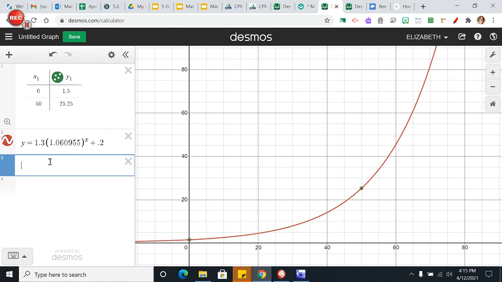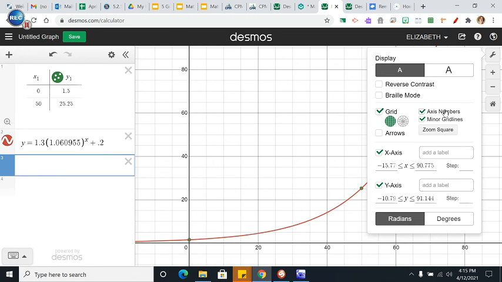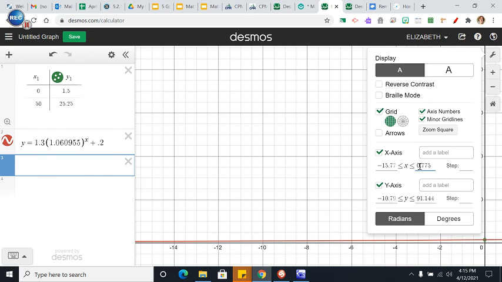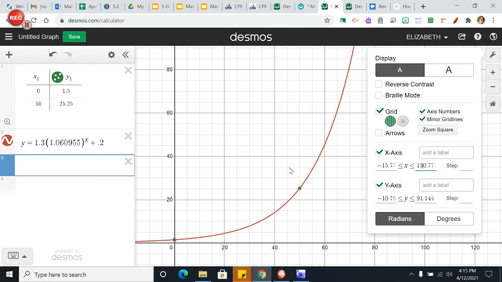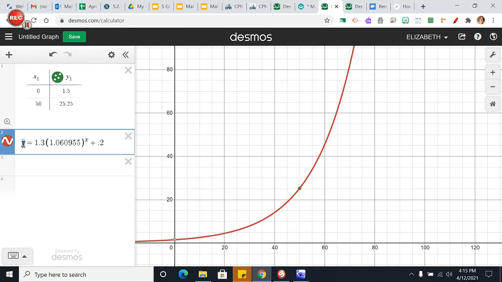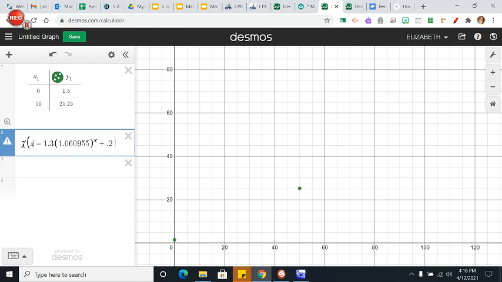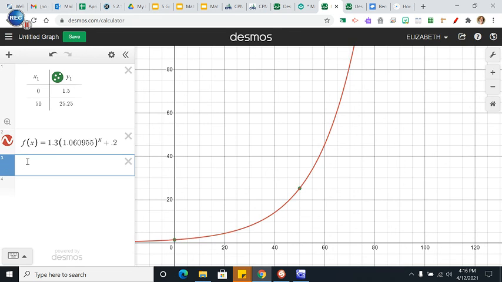And 110, let's adjust it so we can see it. And we do 130. And let's just do this, and then do f of 110. $872. I hope not. 60 years from now. That's what this equation says.